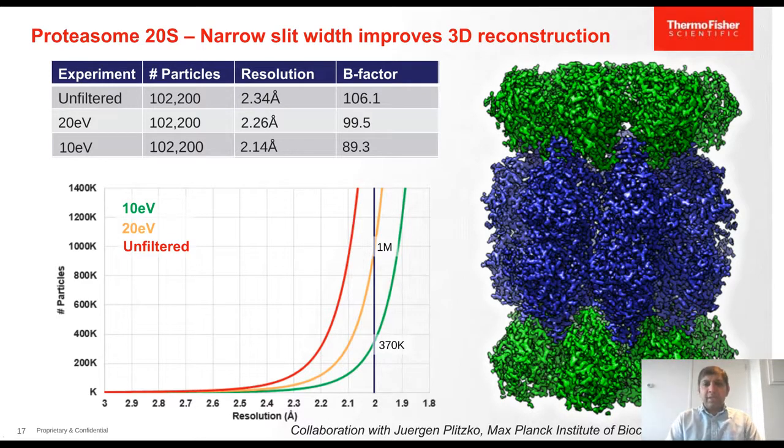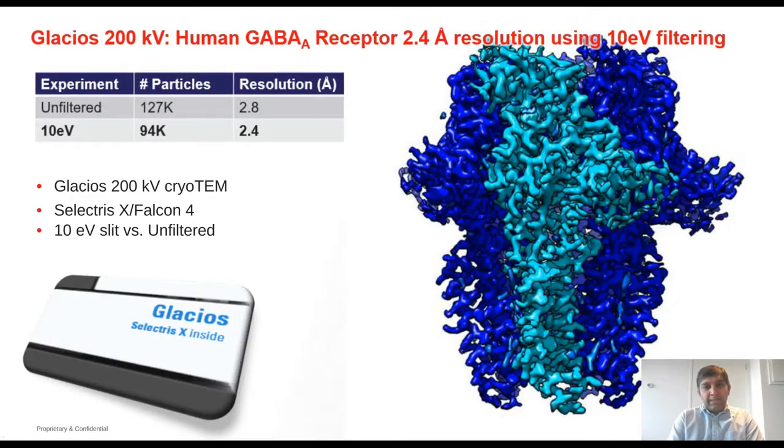Now, this was all done with proteasome 20S, which is a 700 kilodalton protein and has a D7 symmetry. Next, we wanted to see what happens if you put something more challenging and something smaller. So we tried this on a GABA receptor. This is a homopentameric form of GABA. It has a five-fold symmetry, it's about a 200 kilodalton protein. And there we can see the difference is even bigger.